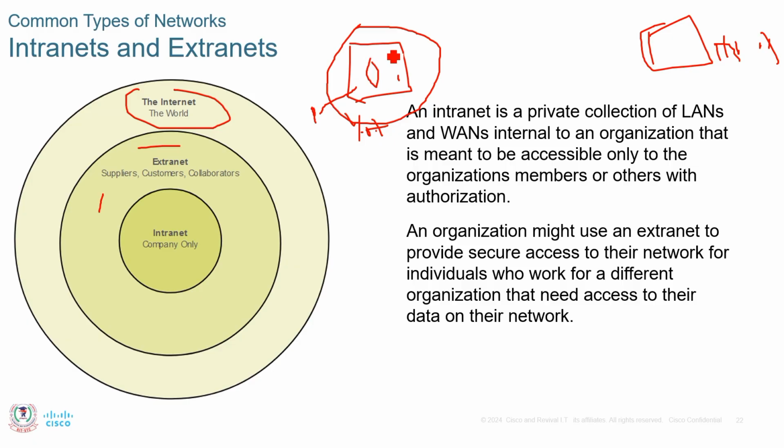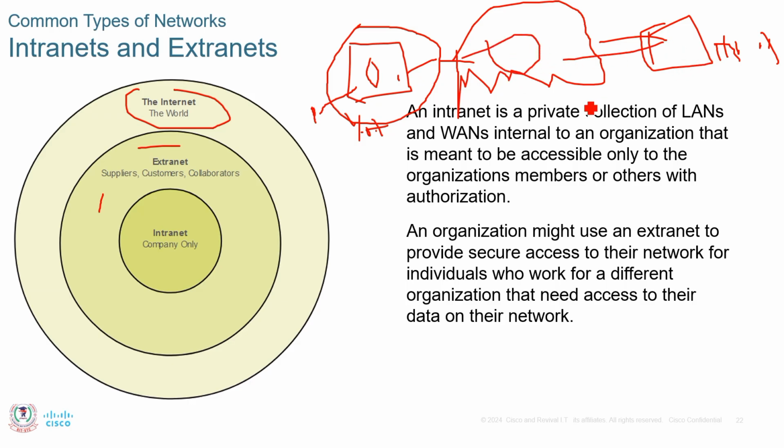So now, when you want to communicate with your branch outside there, you go through an extranet, which is a service provider that gives you some information for you to pass through to communicate with your branch through the internet. Let's move further.